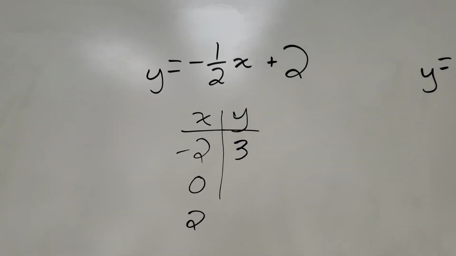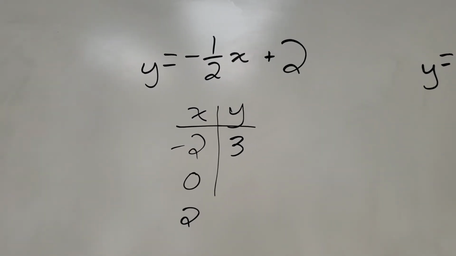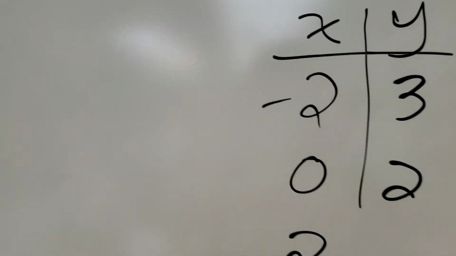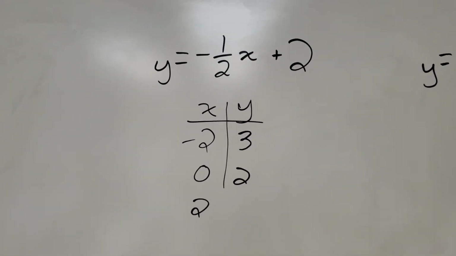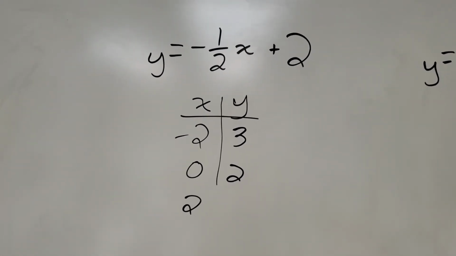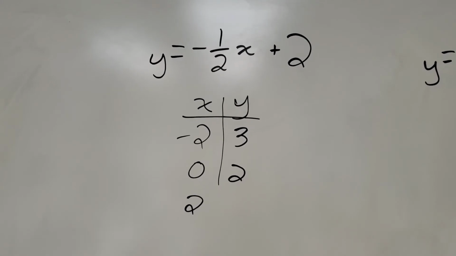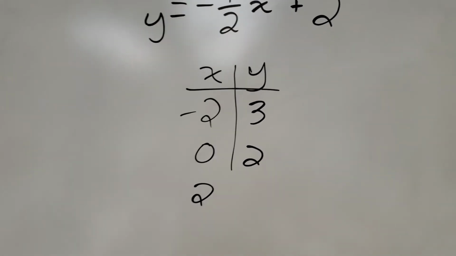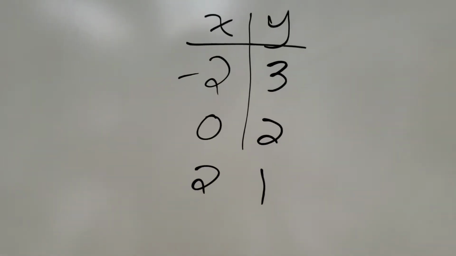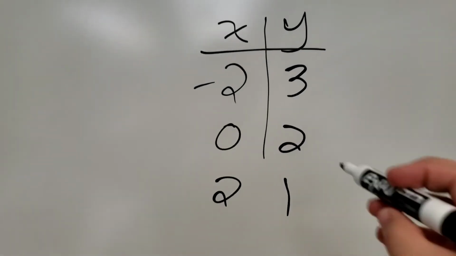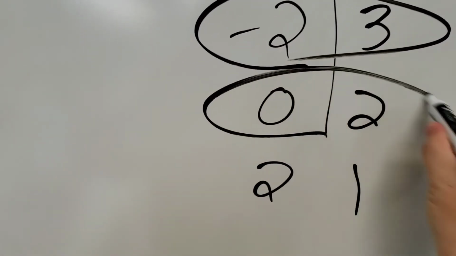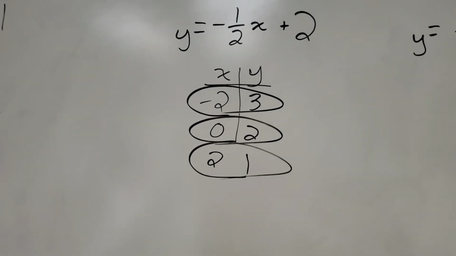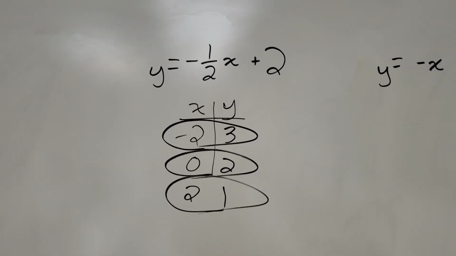Now, 0 is much easier. If I put 0 in, negative 1/2 times 0 is 0. 0 plus 2 is 2. So y equals 2. And then the last one, if I put a positive 2 in place of x, negative 1/2 times positive 2 is going to be negative 1. And then negative 1 plus 2 is going to give me positive 1. So again, I get 3 sets of coordinates, and I'll be able to graph them on a coordinate plane. And when I do, they are going to make a line. There's actually a coordinate plane in your book that you can see where that happens.